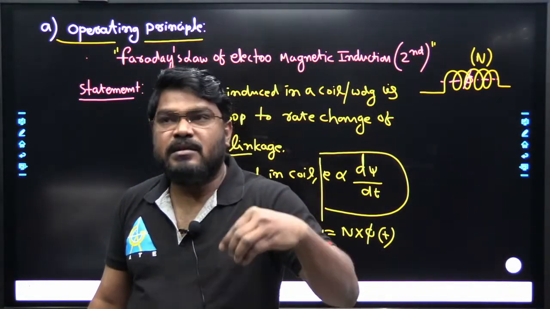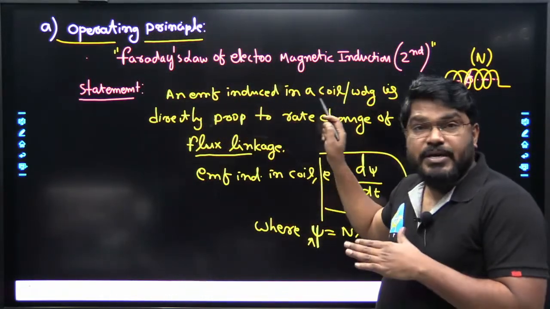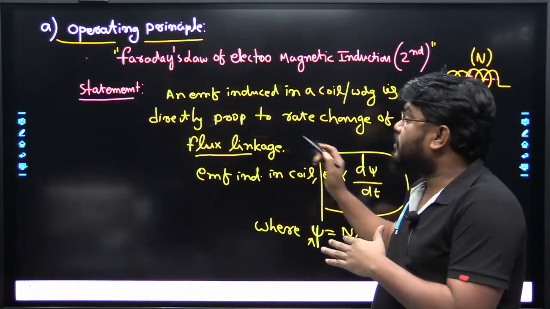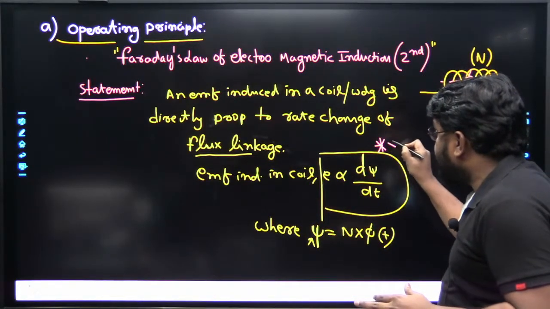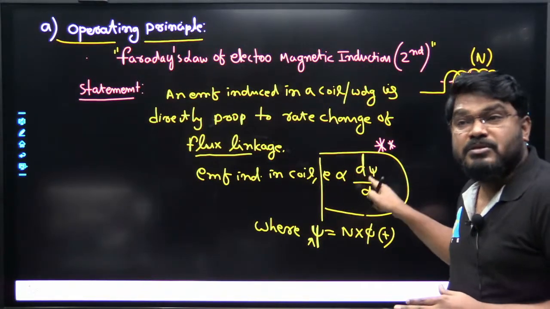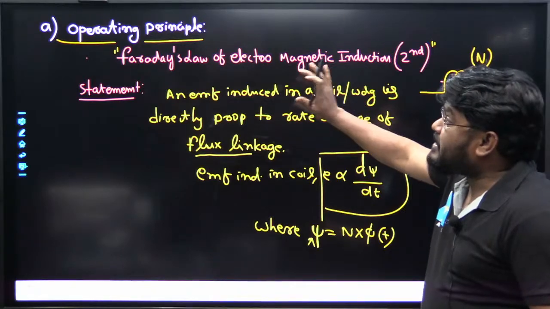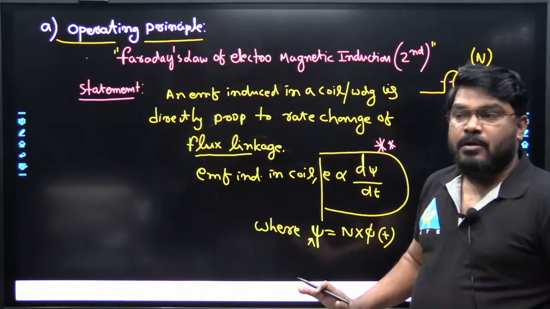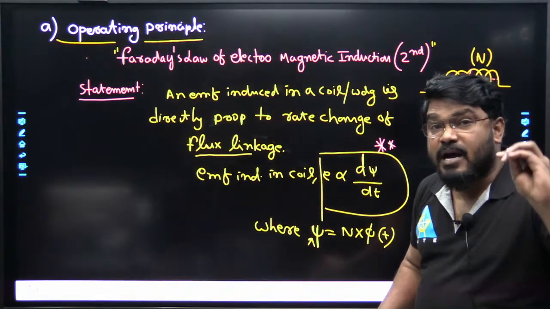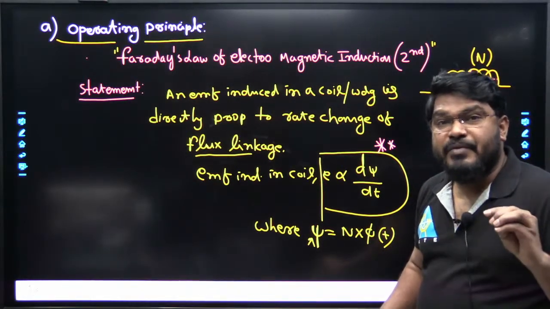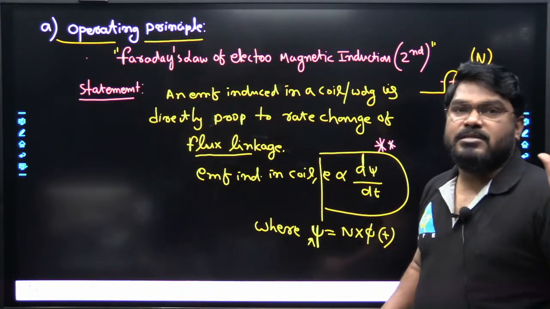We will discuss in detail. The first, what is the statement here? An EMF induced in a coil is directly proportional to the rate of change of flux linkage. So mathematically we can write E is directly proportional to the rate of change of flux linkage. Is that clear, everyone? So that is the first one, the operating principle. Next we will discuss how EMF is induced in the coil, or how EMF is induced in the primary winding as well as the secondary winding of transformers.